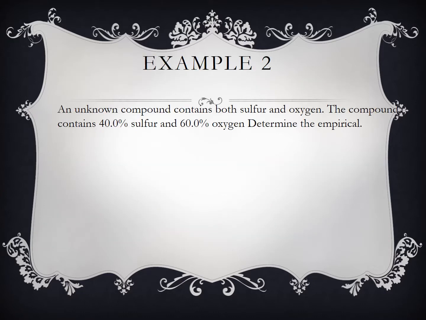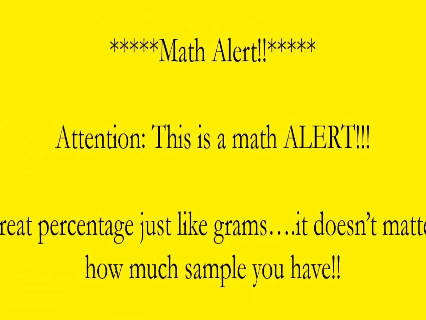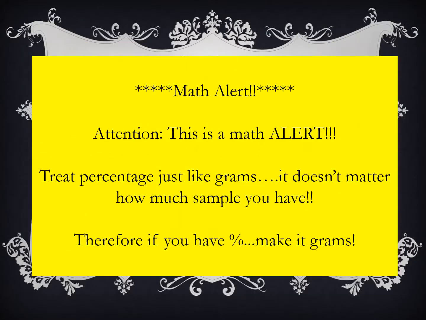Alright, example 2. We have an unknown copper compound between sulfur and oxygen, 40% sulfur, 60% oxygen. Whoa, we got a math alert. You gotta treat the percent just like grams. It doesn't matter how much sample you have. If it's in percent, make it grams. It doesn't matter if you have 1,000,000 grams or 100 grams, it's always going to be the same percent.